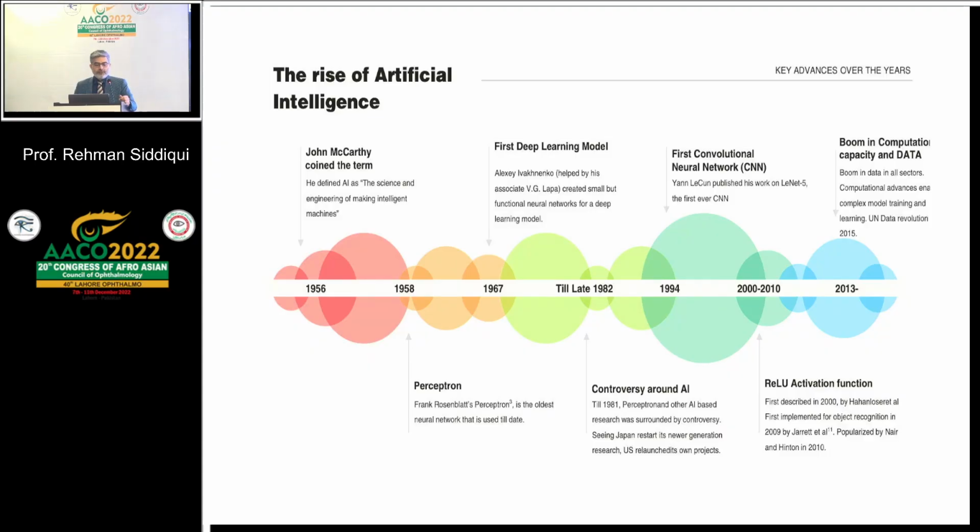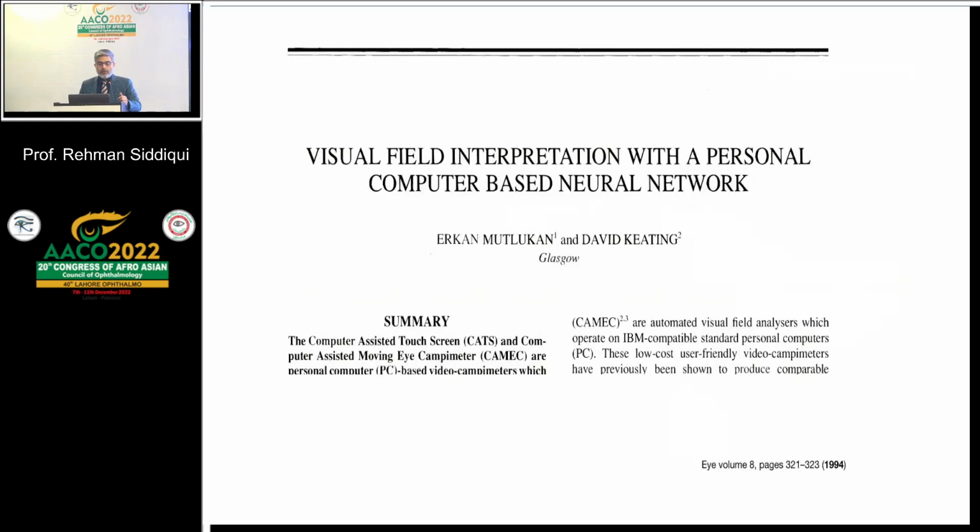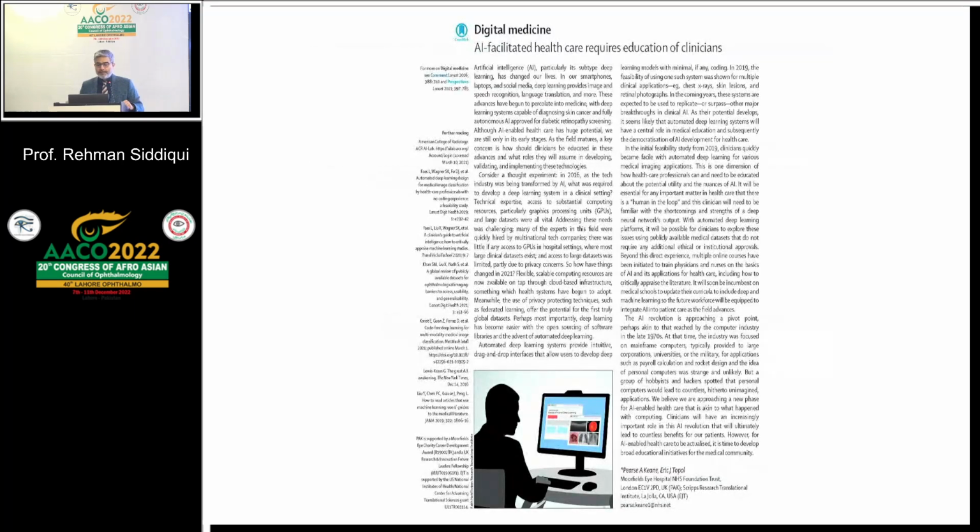So the rise of artificial intelligence has been gradual, but recently, because of the increase in computational power, what computers can do, especially in small devices, and as the cost has become less and less, this has taken a lot of improvement in recent years. But if you go back, I was trained in Glasgow, and somebody looked at this back in 1994: visual field interpretation with personal computer-based neural network. At that time, it took a lot of time to actually run the algorithm. But people were trying those things back then.